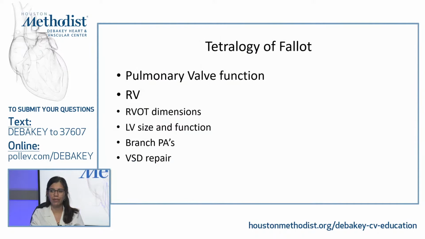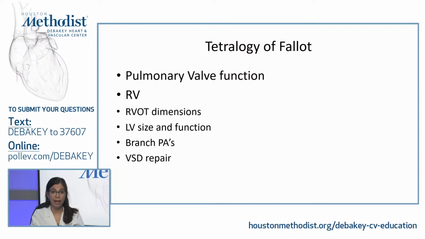So as we discussed, in Tetralogy of Fallot it is very, very important to look at the pulmonary valve function, look for regurgitation, and quantify the regurgitation by regurgitant volume and regurgitant fraction, obtaining 2D images, color and Doppler imaging, and 3D sometimes. We need to go beyond the valve and assess the main pulmonary arteries and the branch pulmonary arteries for obstruction and dilation.